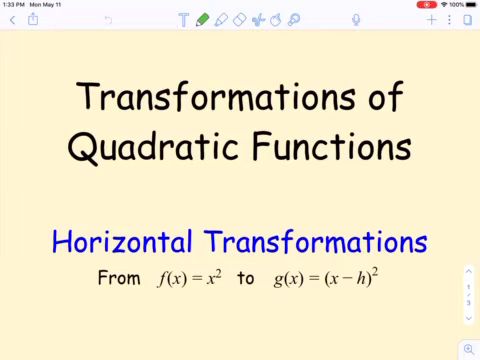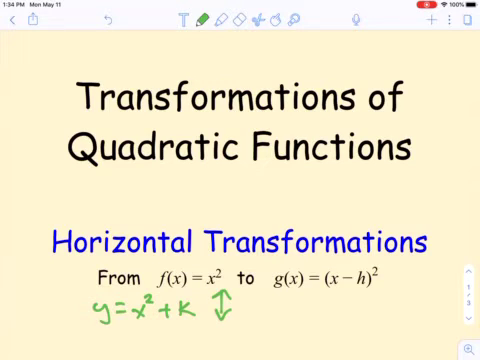All right, video 2 here, transformations of quadratic functions. We are now going to look at horizontal transformations. In the first video, we talked about how just by having y equals x squared, if we added something to it, and we'll call that k, it would basically move this up or down depending upon what k was, whether it was positive or negative.